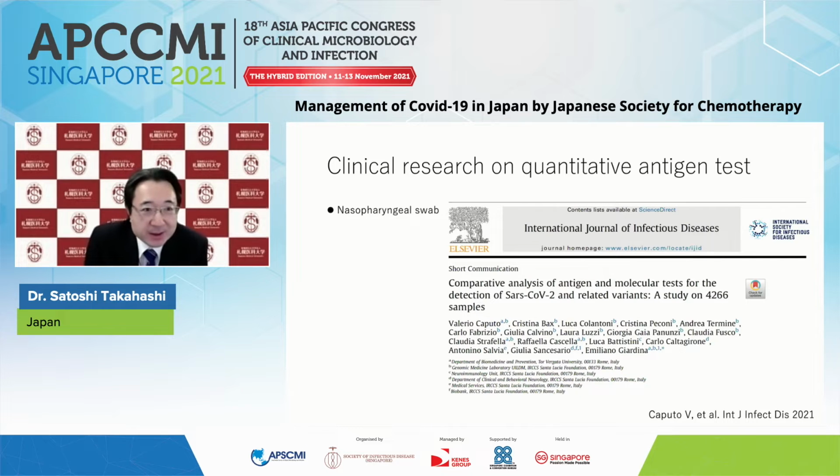This kind of research is done not only in Japan, but also in Italy. This paper is from Italy. They used nasopharyngeal swabs to detect SARS coronavirus 2. You can see the number of samples, 4266, so many. They used quantitative antigen test, and they reported favorable results compared with NAT.